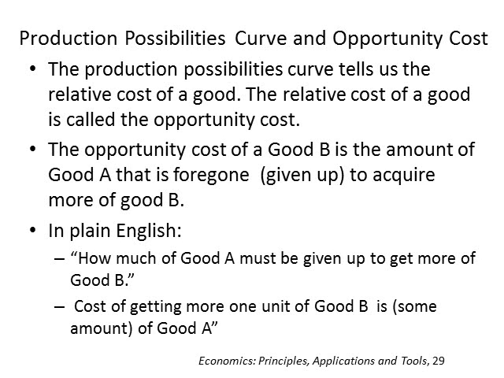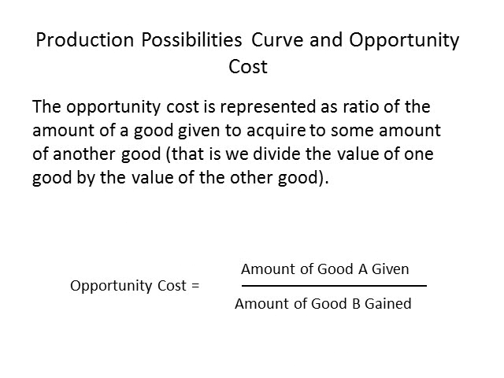The opportunity cost is the relative cost of a good or service. More formally, opportunity cost is what is given up, foregone, in order to acquire more of something else. Sometimes this is phrased as the amount of good A that must be given up in order to acquire more of good B. The formula that describes this relationship is the amount of good A given up divided by the amount of good B gained.